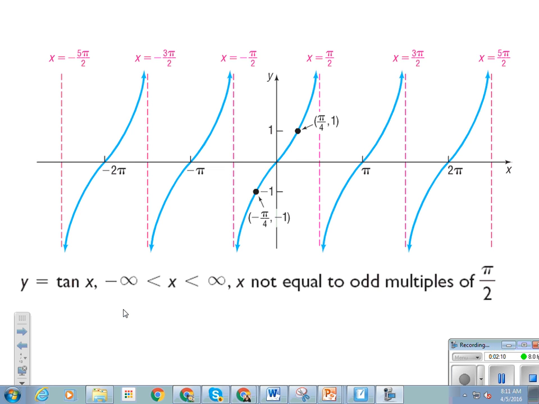It sounds like when you're telling people, I'm allergic to water. You go, what? Wait, say that again? Oh, odd multiples of pi over 2.